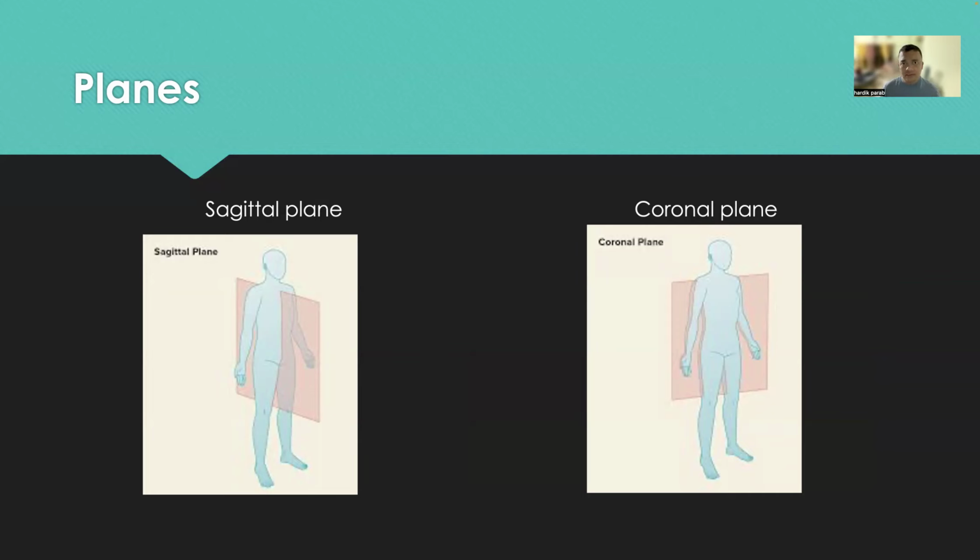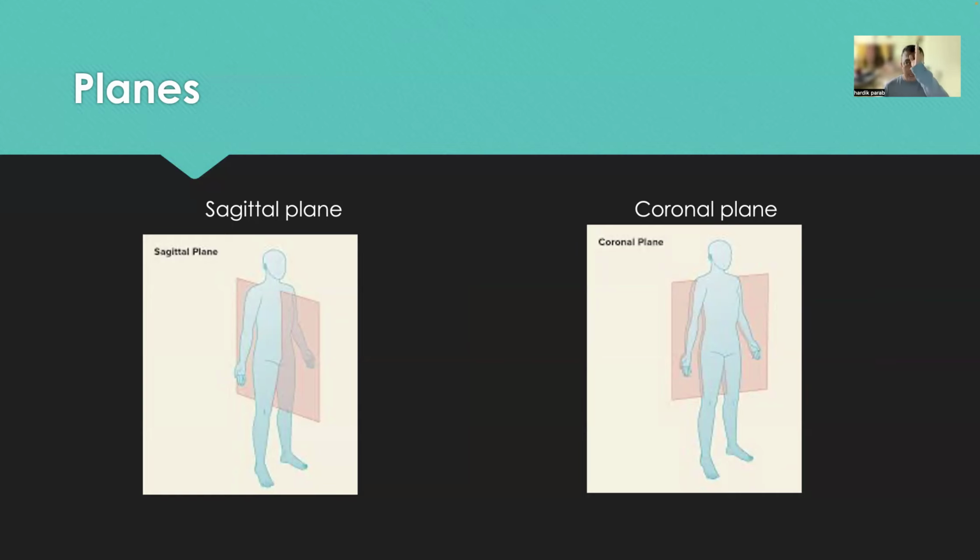The first is the sagittal plane. The sagittal plane passes through the center of the body and divides the body into right and left. This is going to divide your body into equal halves, on the right side and on the left side. In that way, the right and left get divided by the sagittal plane. This is also called the mid-sagittal plane, or the median plane.